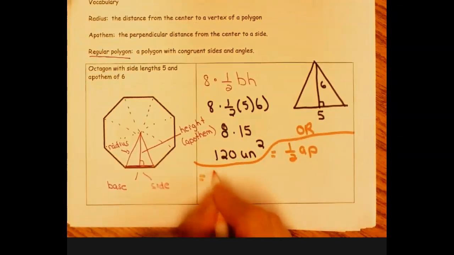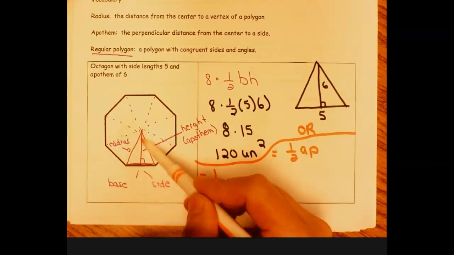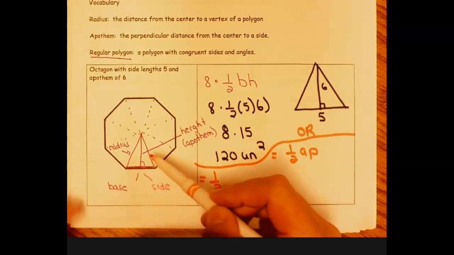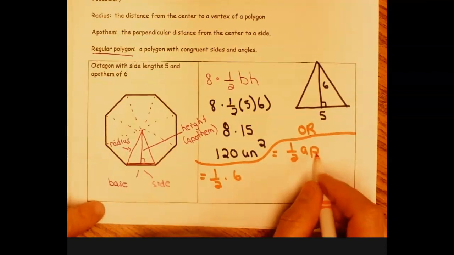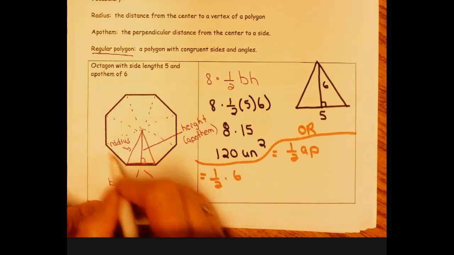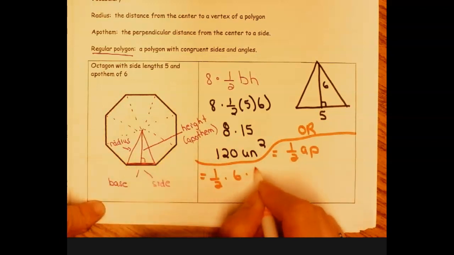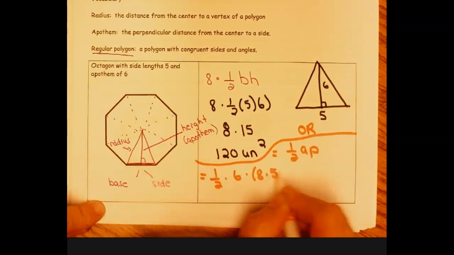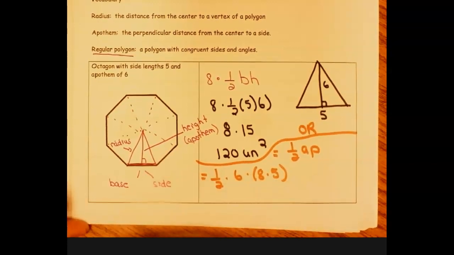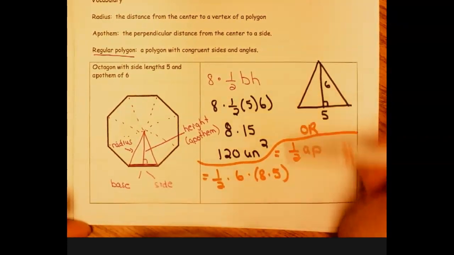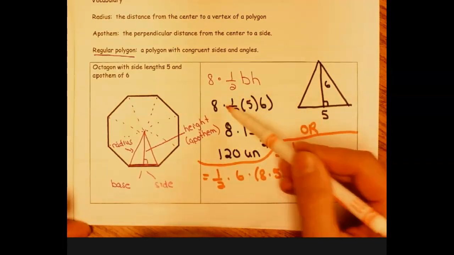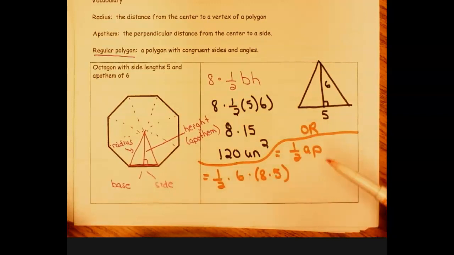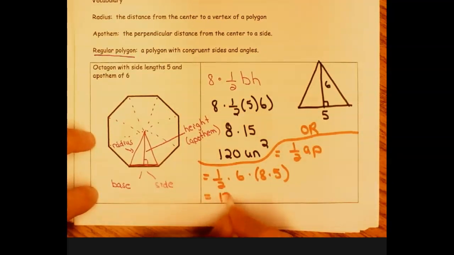So again, we've got our 1/2. Our apothem is right here, which we were told is 6. And then to find the perimeter, they're talking about the perimeter of the whole regular polygon. Well, if you notice, you've got 8 sides, and each side is 5. So take a look at what we did here versus here. There's your 1/2, there's our 6, there's our 5, and there's our 8. So at the end, we still end up with the same answer. We've just approached it a little bit differently.